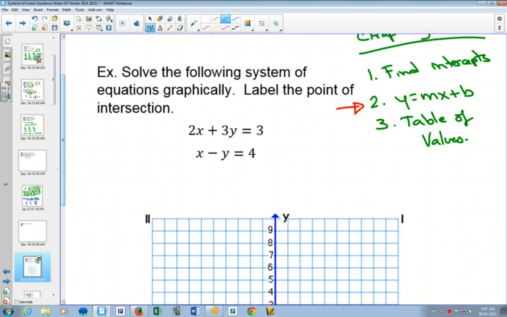So first thing I'd like you to try to do, give you a couple seconds, is just practice your algebra, change those to y equals mx plus b. How did you do? There they are. y equals negative 2/3 x plus 1. And y equals x minus 4.